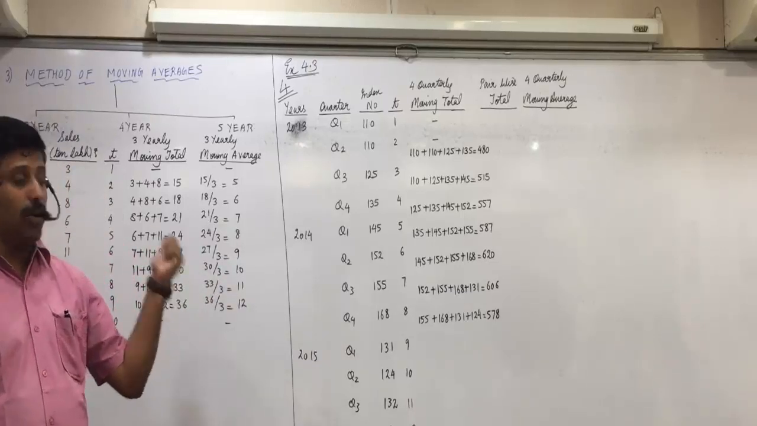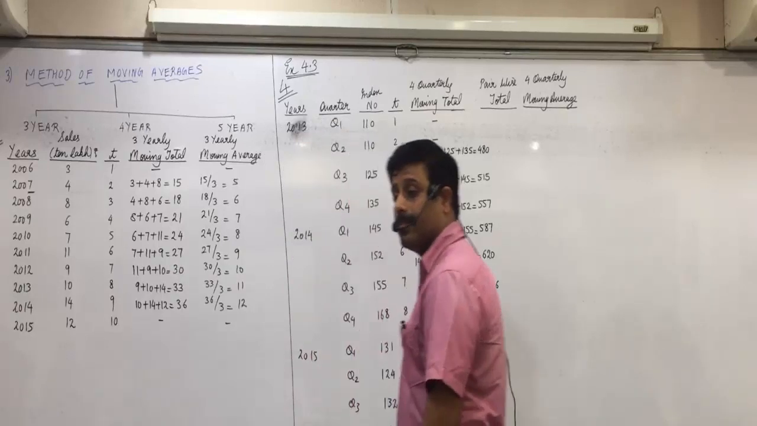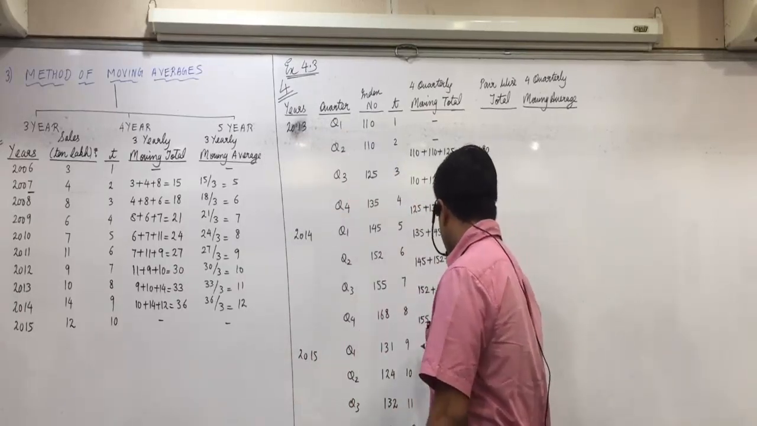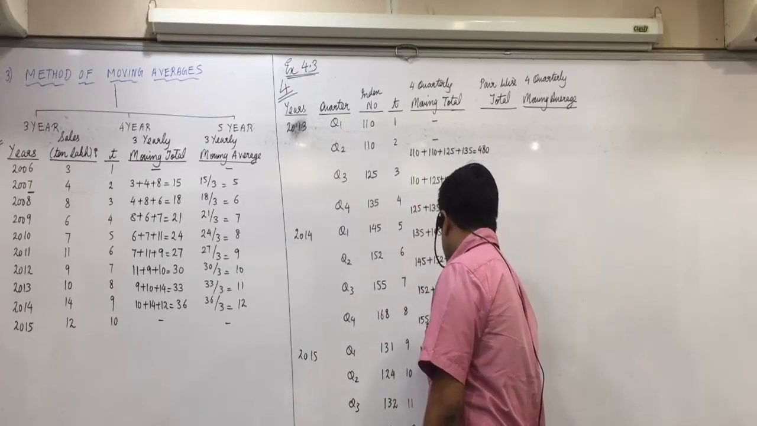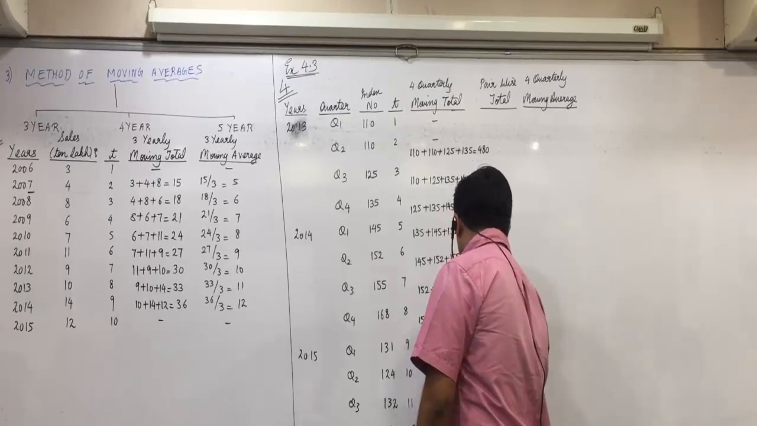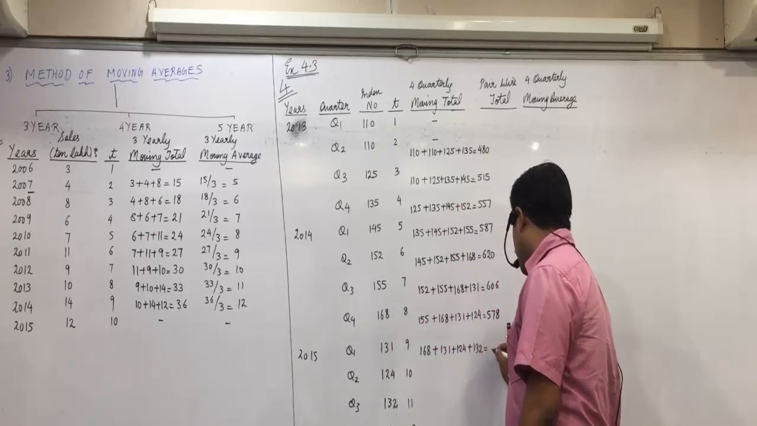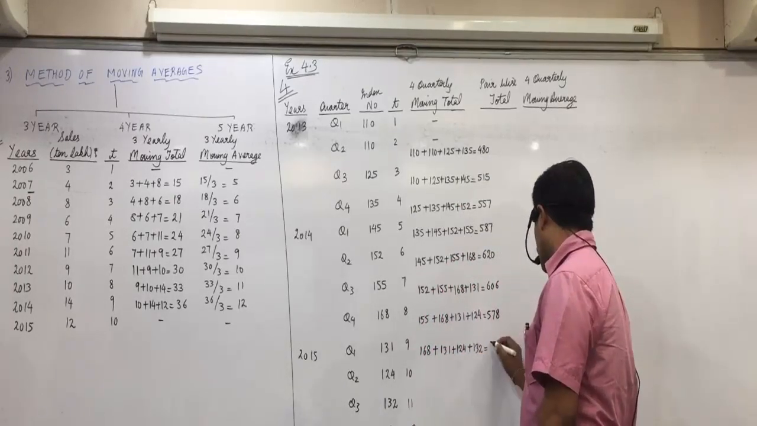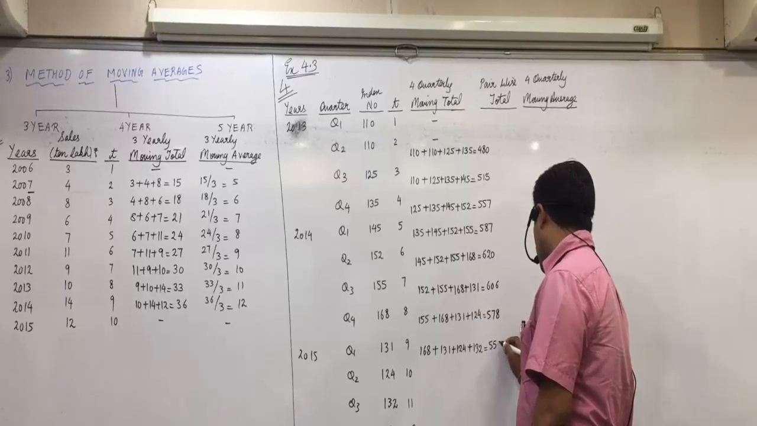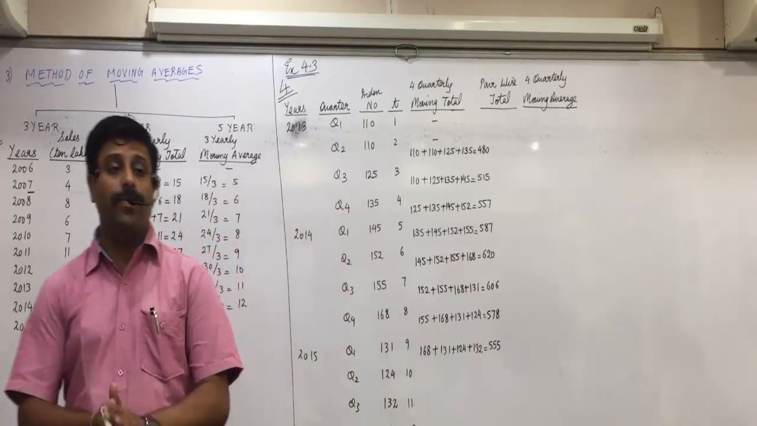606 minus 152 plus 124, if it was a shortcut. Then Mega: 168 plus 131 plus 124 plus 132 is 555. Yes. Is everyone able to follow?